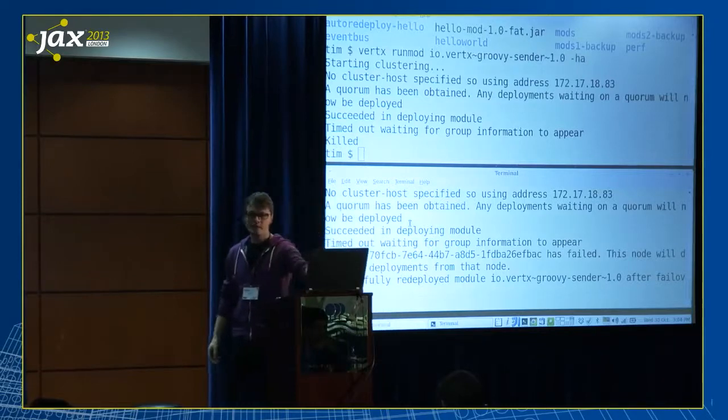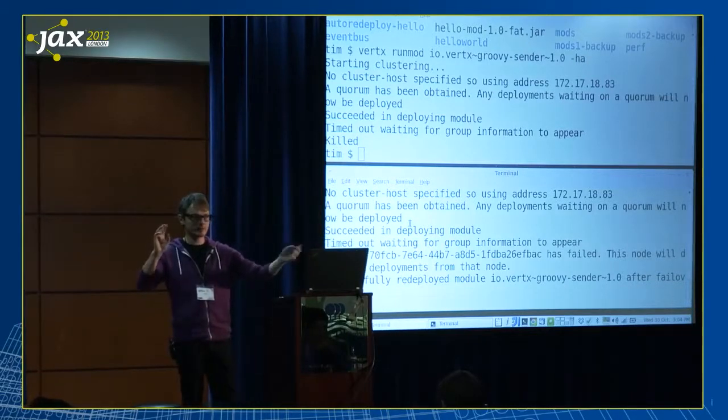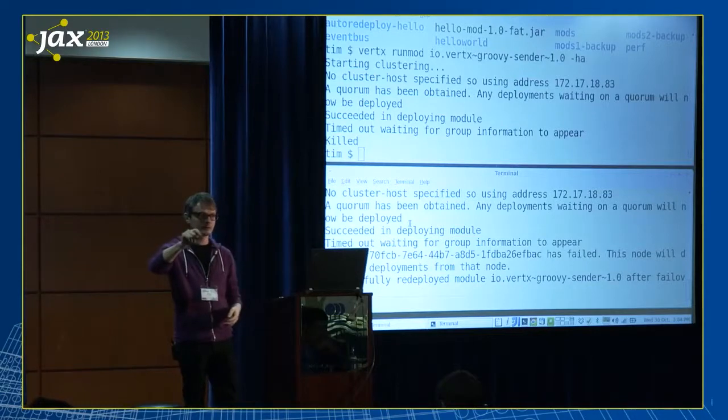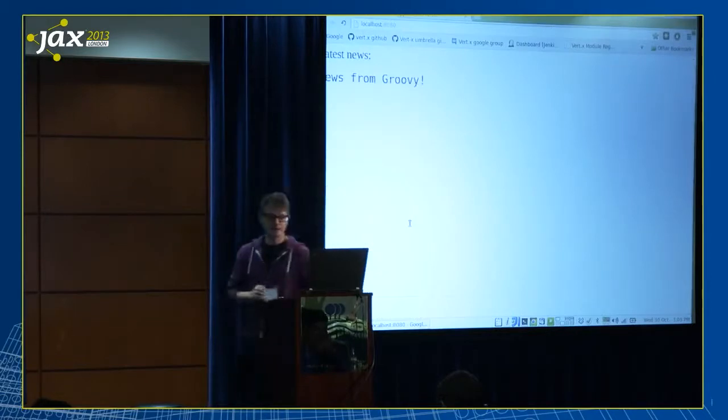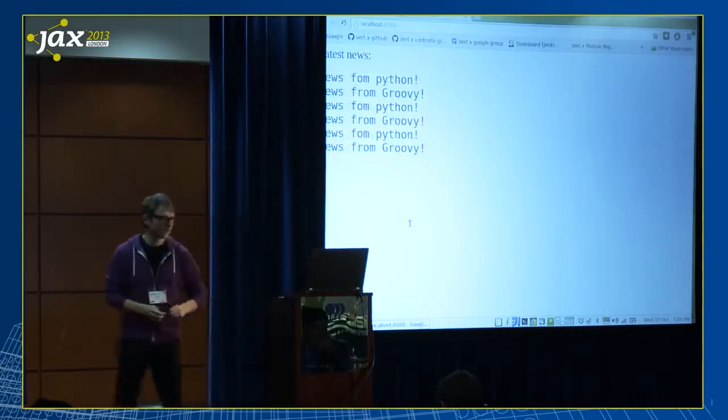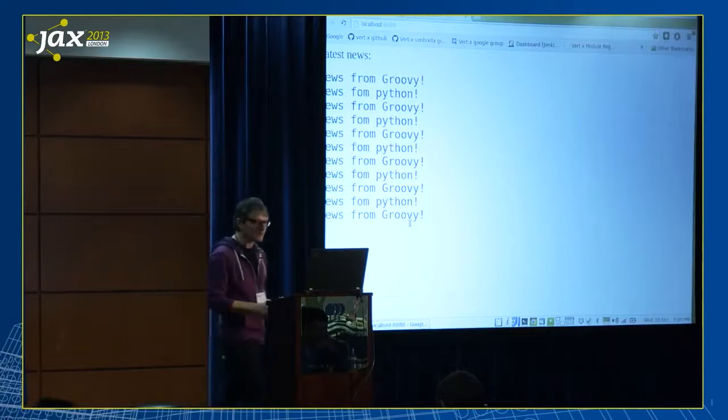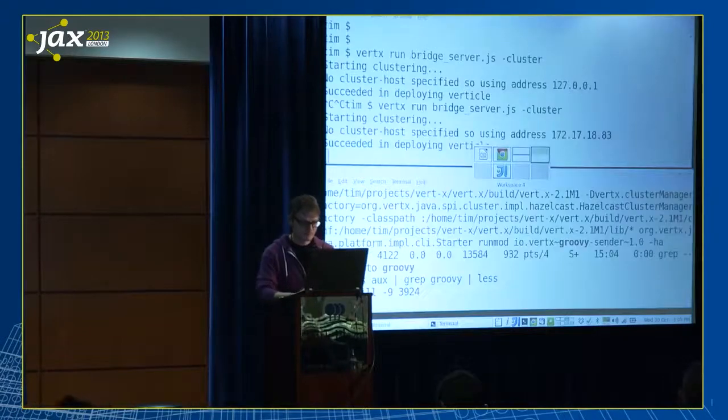So instead of having two JVM instances before, we've now got one, but it's now running both those vertical instances. Okay, and if you go back to the browser and just press F5 again, you can see they're both still running. Okay, so that was failover. Let's do something even better.